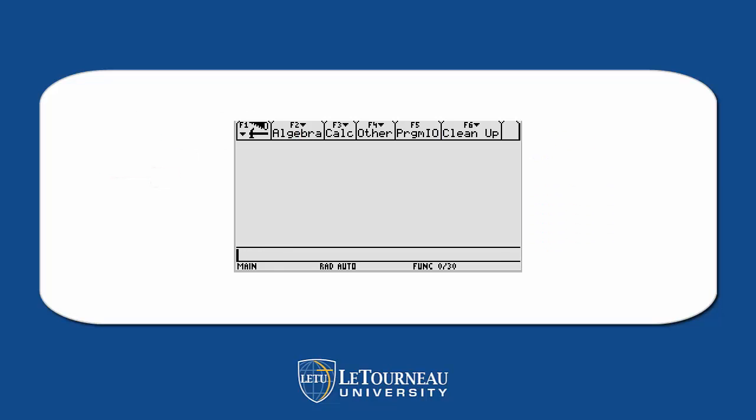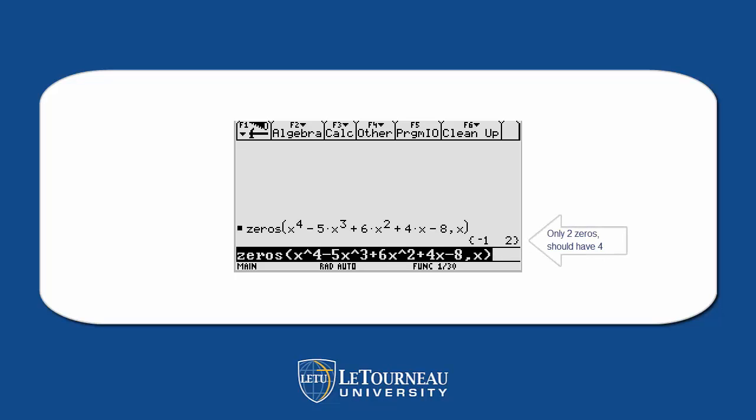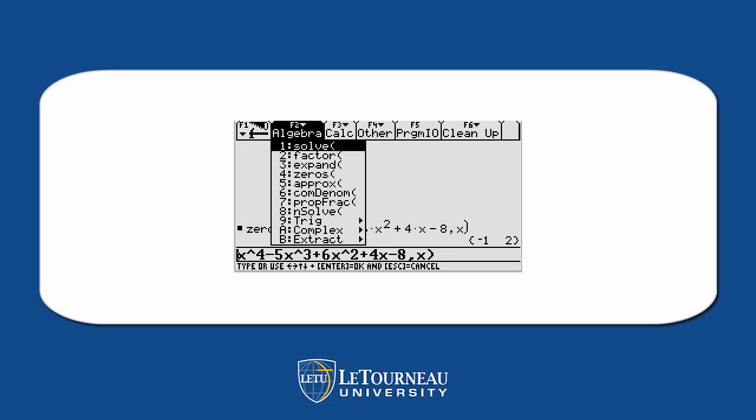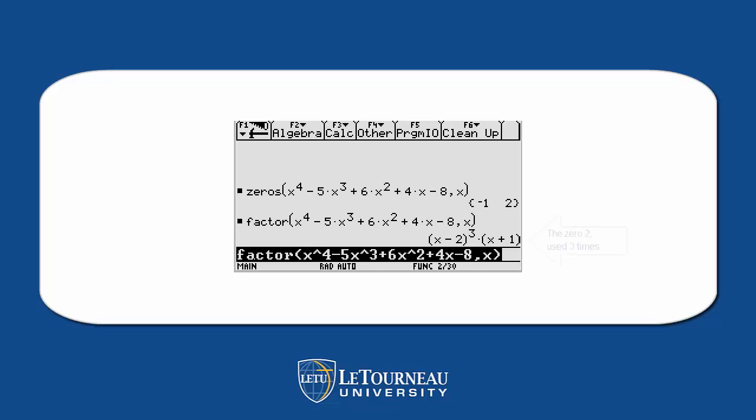All right, let's take a look with our calculator here. Let's find the zeros of x to the fourth minus 5x cubed plus 6x squared plus 4x minus 8 with regard to x. Oh, only 2 zeros. Remember, we should have 4 of them. So what we do is we go back, and instead of asking for zeros, we're going to ask it to factor. Notice that the x minus 2 is used 3 times.